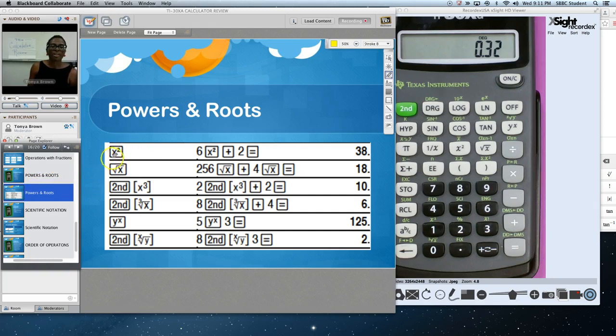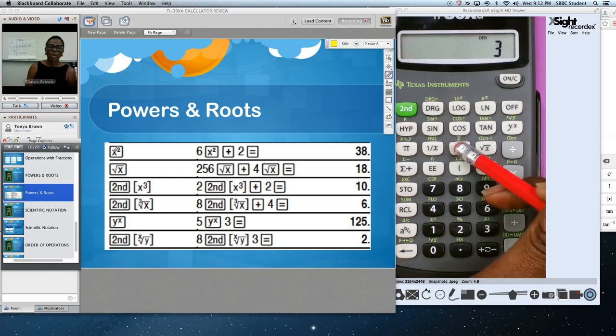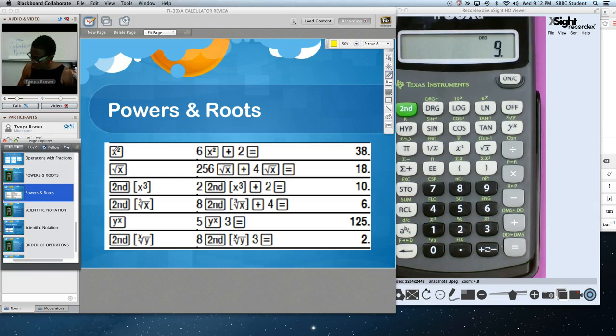I want to show you a few things. So here we have the x squared key. That's this key here. Let's talk about x squared. What does squared mean? It means taking a number and multiplying it by itself. So 3 squared would really be 3 times 3, which is 9. So if I do 3 and hit the x squared key, I get 9. I could also use the key right up under the off button, which is our y to the x key. So it's also for exponents.